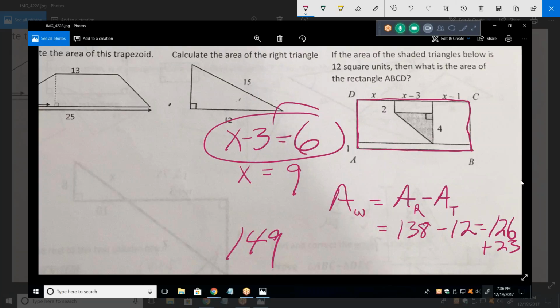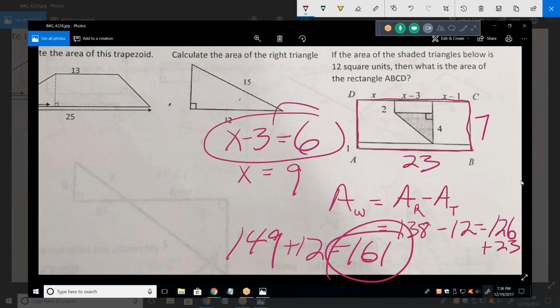But no, because that was the area of the white only. If they're really asking about that rectangle, then we have to add 12 back to this. Because it's 161. In other words, this was 23 and that was 7, correct? 6, yeah, plus 1, which is 7. Yeah, sorry. So the area of that rectangle is 7 times 23, 161.